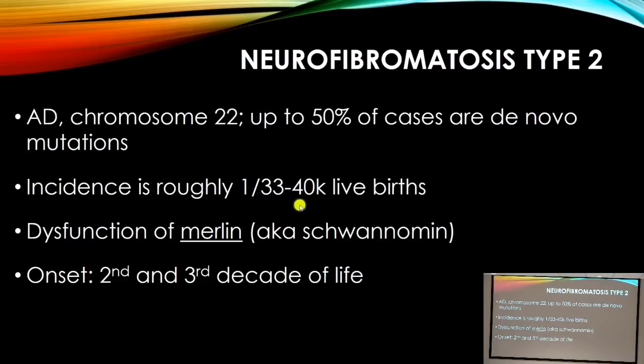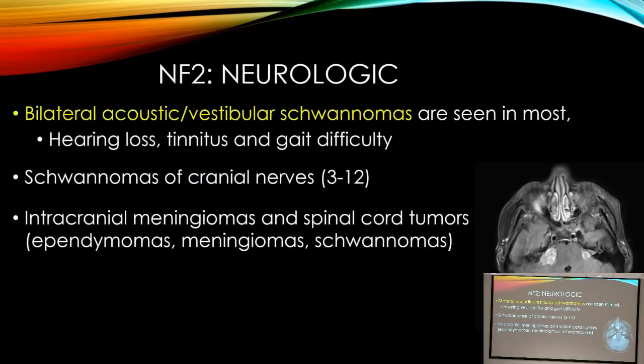Here the protein product is Merlin. Sometimes people still use the term schwannomin to describe the protein product. So again, this acts normally for tumor suppression. Onset of symptoms is usually in the second or third decade.